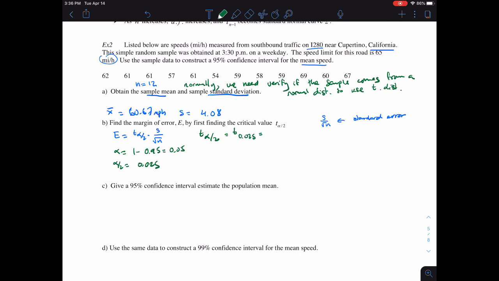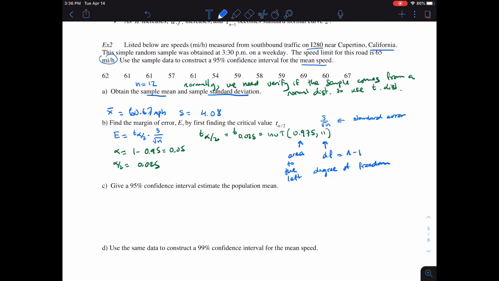So now t alpha over 2 becomes t of 0.025. And that's going to be equal to, the calculator command is this: inverse T of 0.975 and then 11. Okay, so I'll explain what this is. So this is degrees of freedom, n minus 1. And then this is the area to the left. Kind of similar to what we did with z alpha over 2 in the previous video.